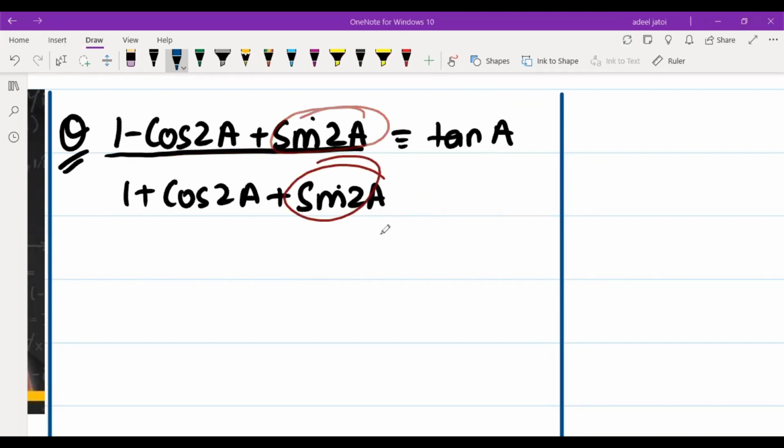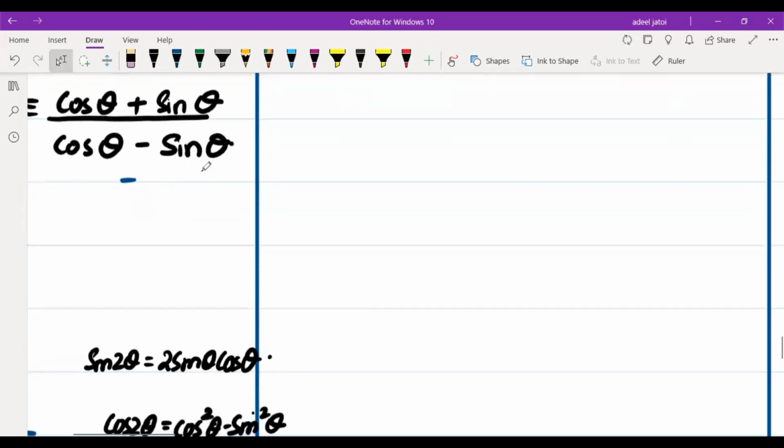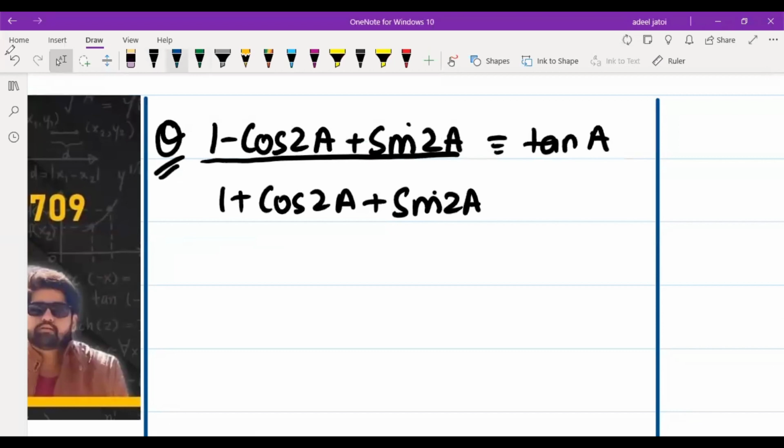Sine 2A can be opened as 2 sine A cos A only. But cos 2A has three identities that we already discussed in the last question. These were the three identities in which cos 2 theta was cos square theta minus sine square theta, cos 2 theta was 1 minus 2 sine square theta, and cos 2 theta was also 2 cos square theta minus 1. So in the numerator we can use this, in the denominator we can use this, so that we can have sine and cos. Moving further with the same question, let's just solve this.